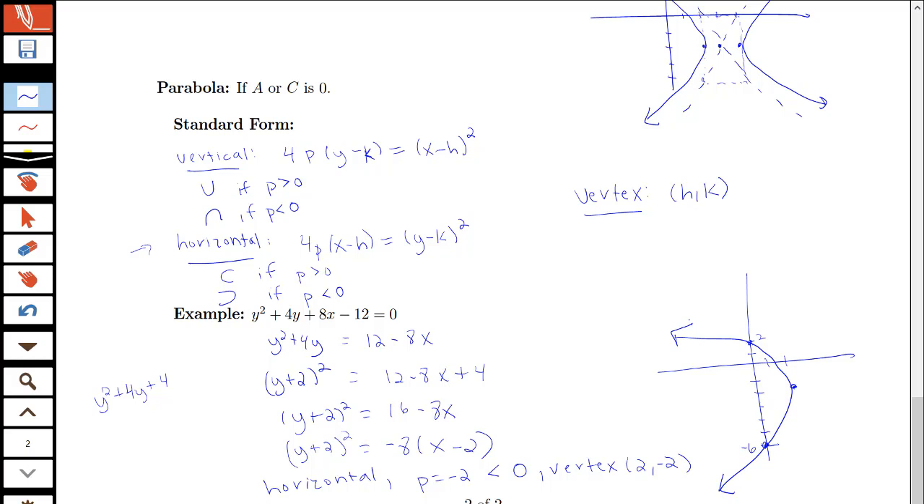Okay. So this just gives us a quick overview of our different conic sections and our standard forms. Remember, the goal is to be able to take one of these equations, put it into standard form, identify it as either a hyperbola, parabola, circle, or ellipse, and then give a quick sketch of its graph.